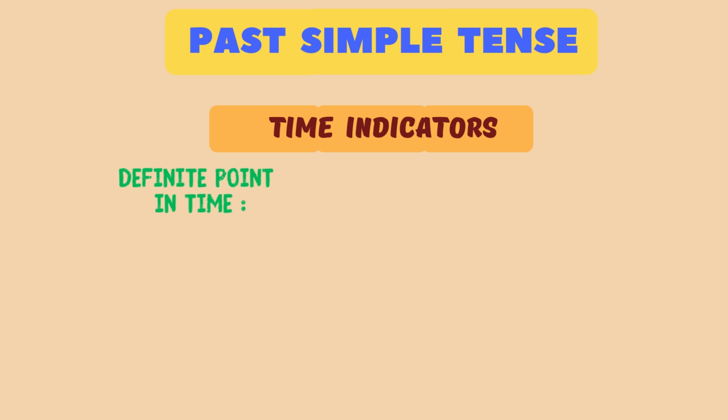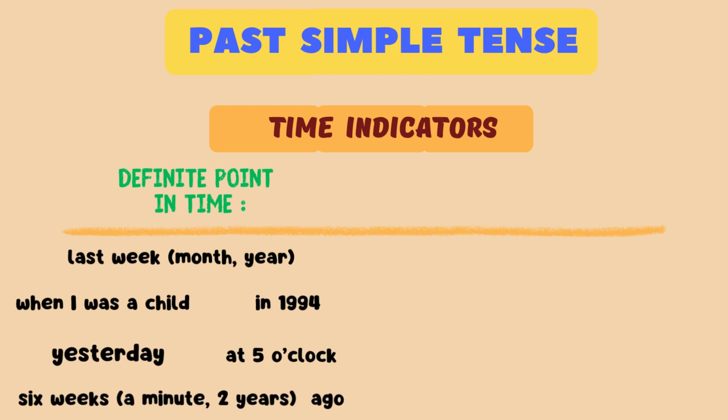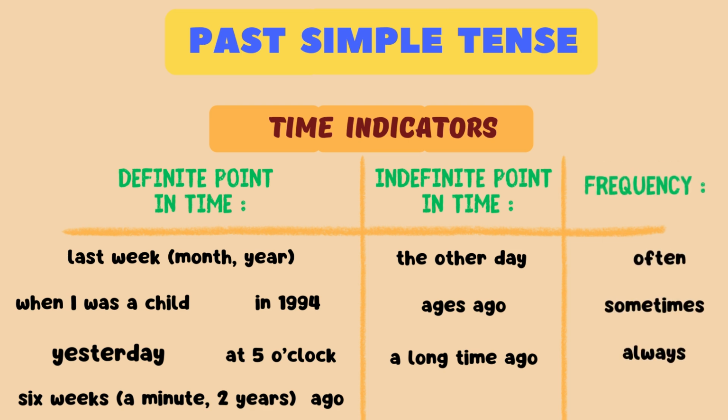A definite point in time: last week, when I was a child, yesterday, 6 weeks ago. An indefinite point in time: the other day, ages ago, a long time ago. Frequency: often, sometimes, always.